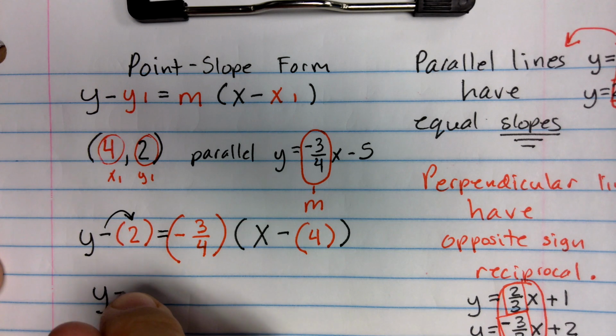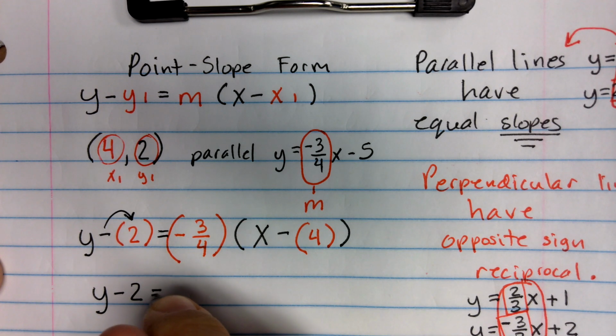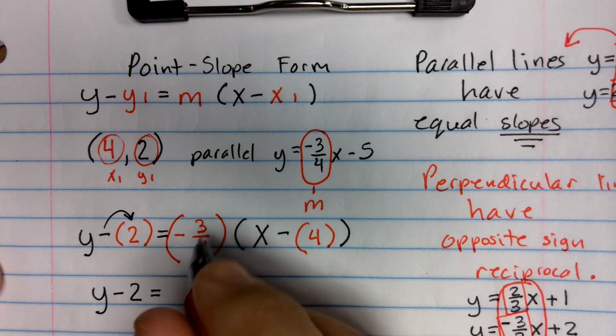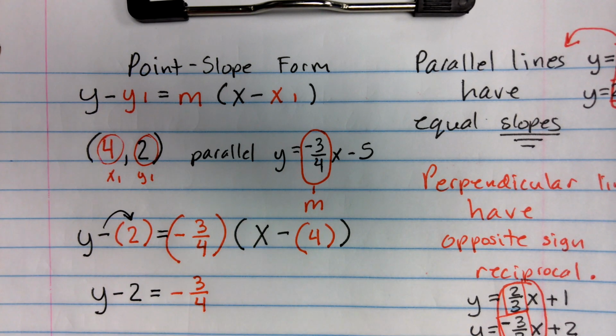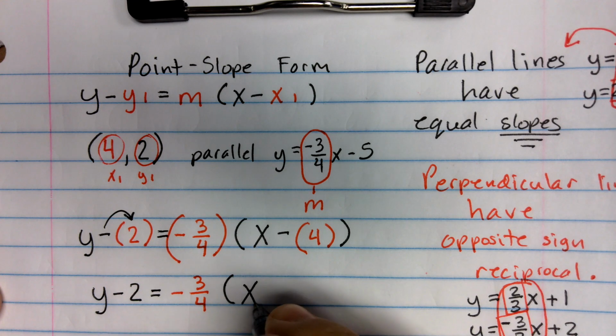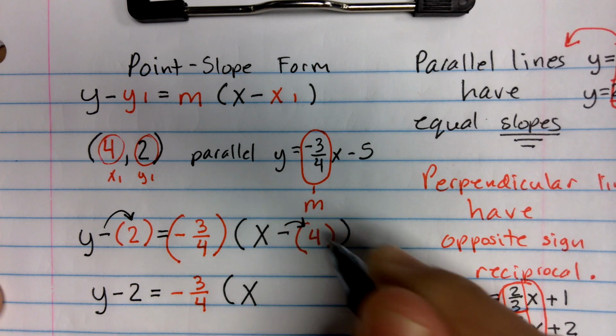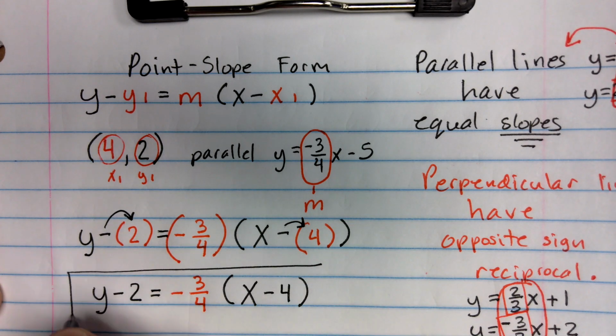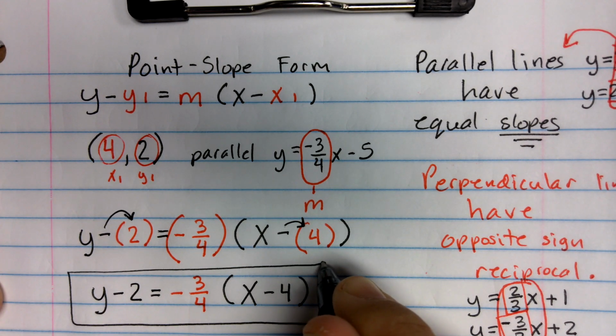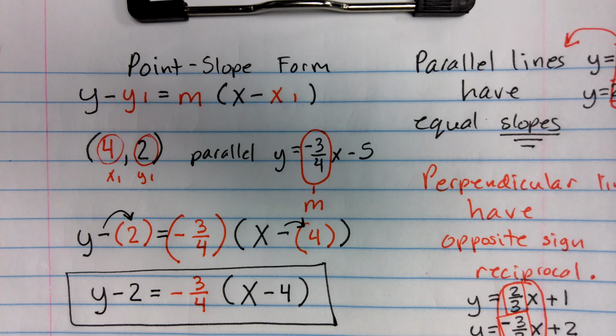So that makes this y minus 2. So I'm just getting rid of my parentheses real quick. I'm going to drop the parentheses on the slope, minus 3 over 4. And then we have x, and when I distribute that to the 4, it just becomes minus 4. And that's all you're doing. This is now written in point slope form.